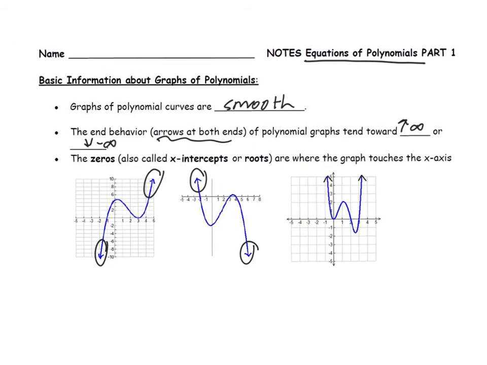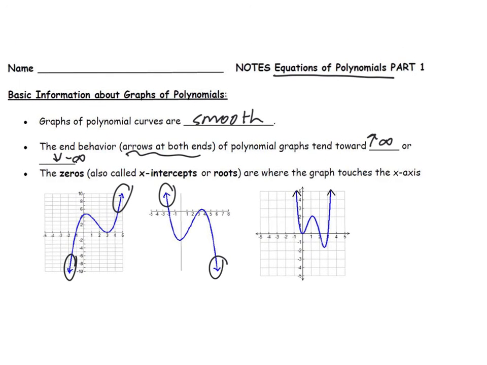And lastly, the property that's most important to what we're going to talk about is what the zeros look like on the graph. Zeros, we interchangeably call them three different things. Sometimes we call them zeros, sometimes x-intercepts, sometimes roots. So you should be familiar with all three of those words. They all mean the same thing, and that is where the graph touches the x-axis.